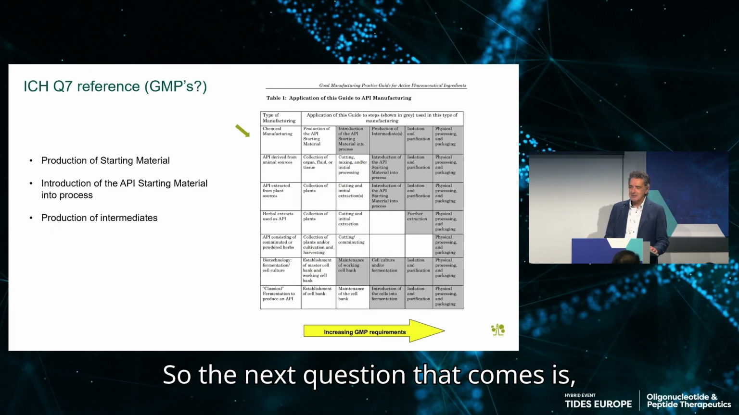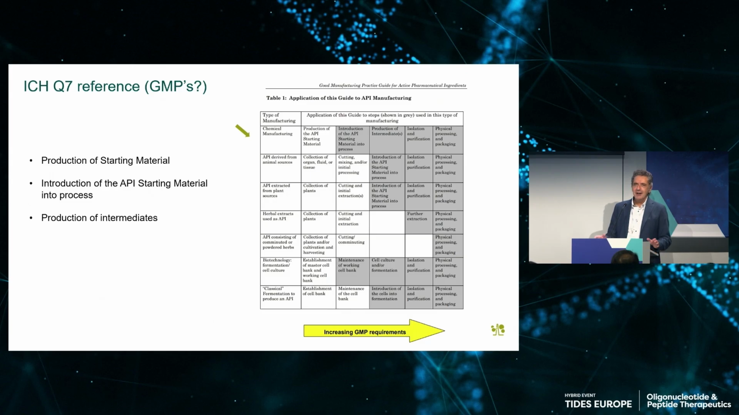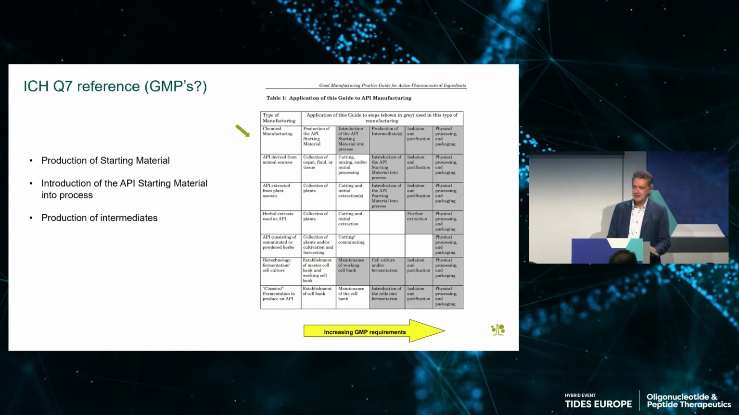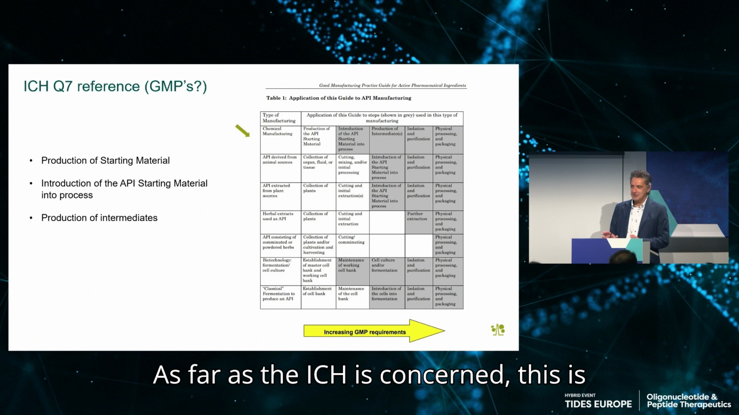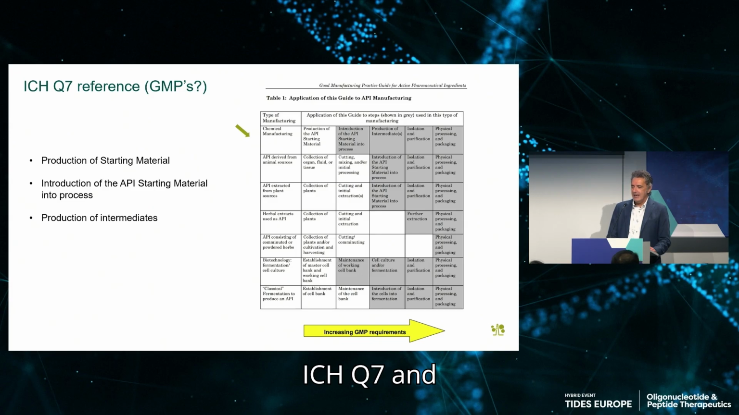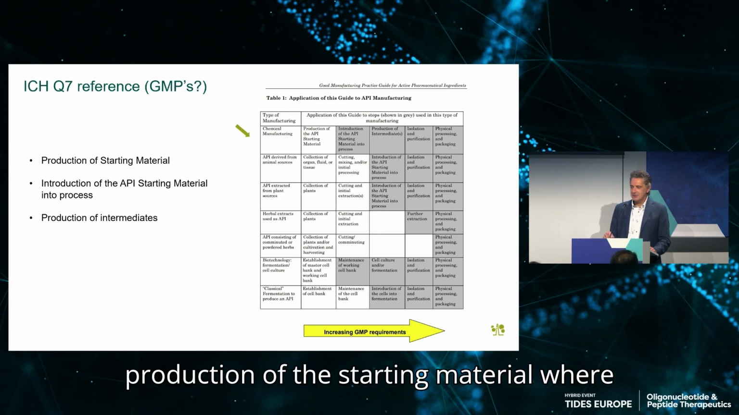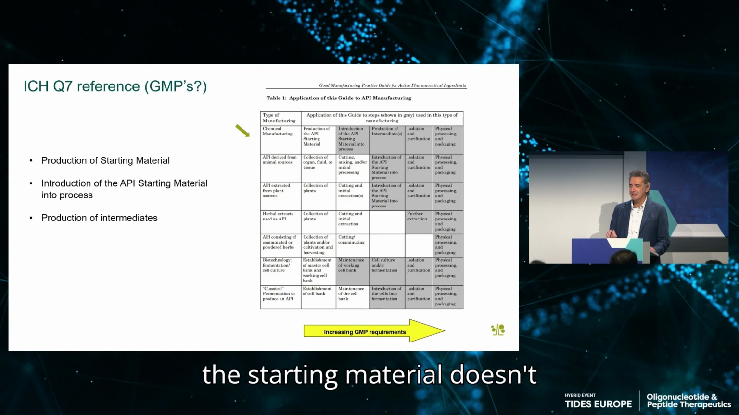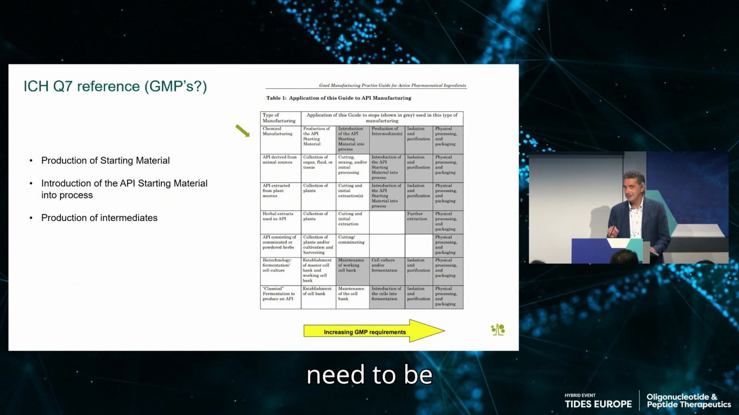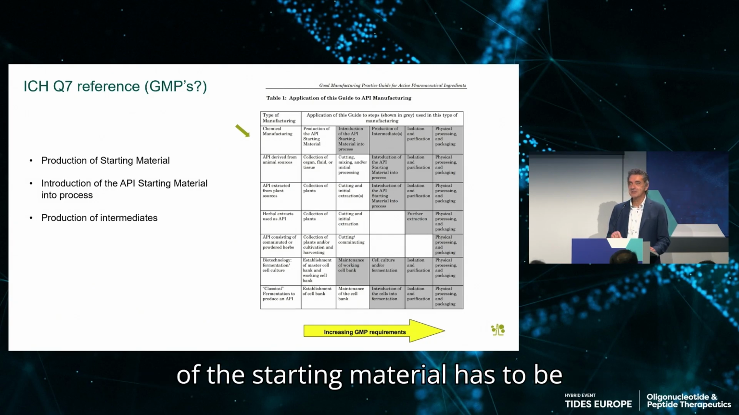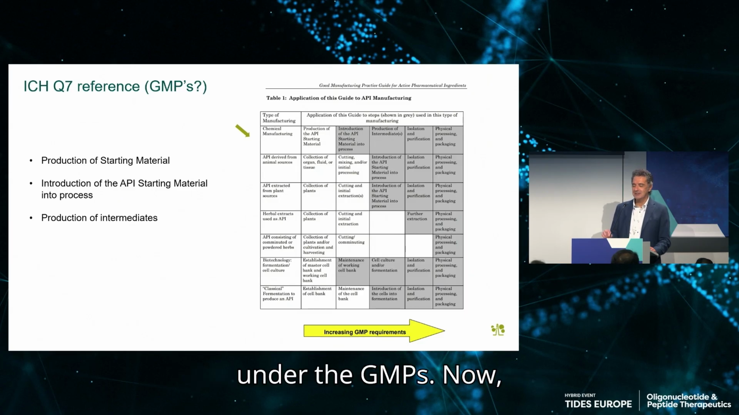So the next question that comes is, do we follow the GMPs or we don't follow the GMPs? As far as the ICH is concerned, this is the table that comes from ICH Q7. Production of the starting material, where the arrow is up above, when it comes to chemical manufacturing, doesn't need to be made under the GMPs, but introduction of the starting material has to be under the GMPs.